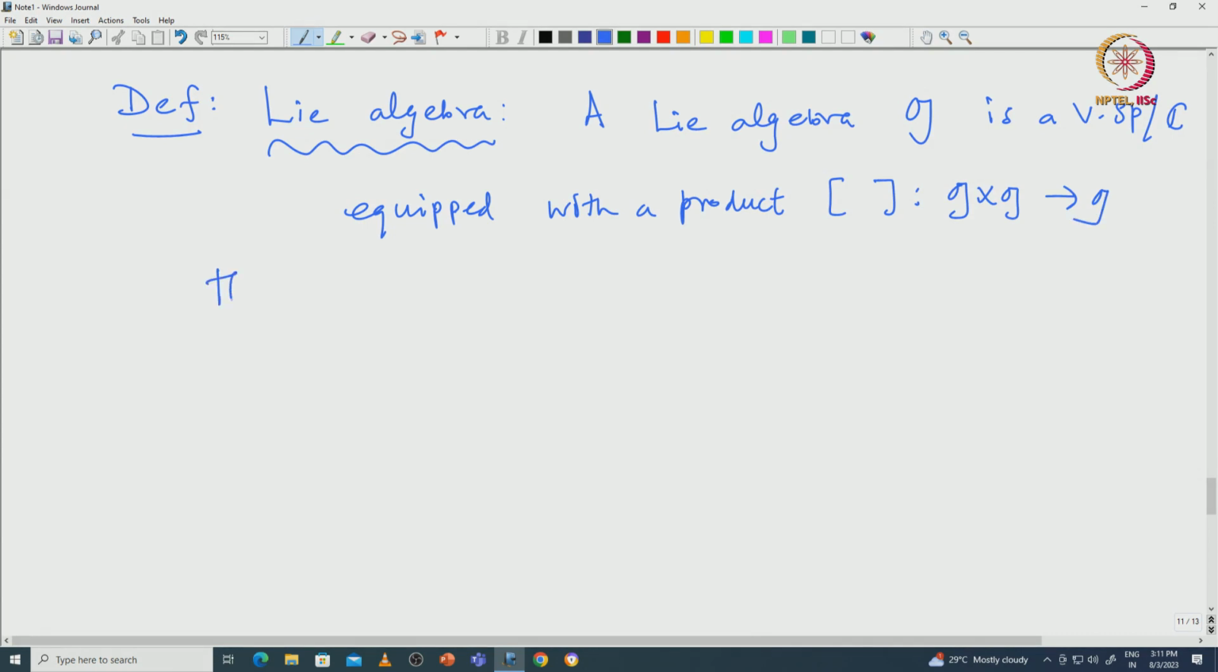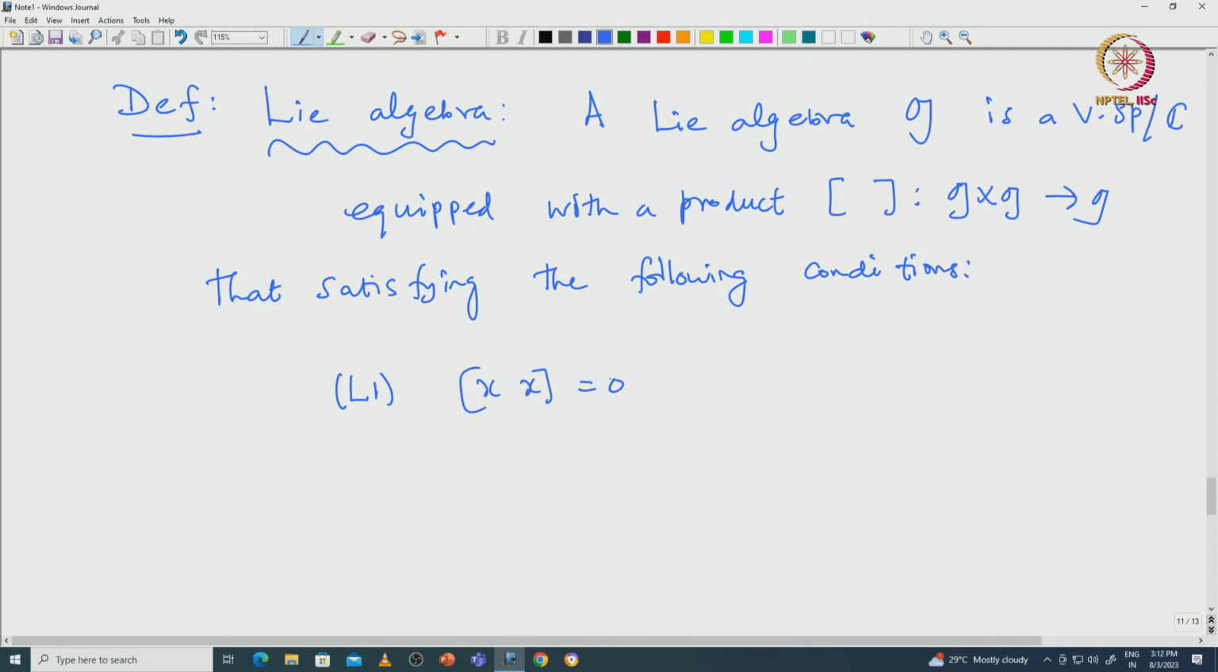So that should satisfy some conditions. What are all the conditions? Those conditions that we saw earlier: skew symmetric and the Jacobi identity. Let me call the first one L1, because this being a product is actually natural. It should be a bilinear map from G cross G to G. So we will only call L1 the skew symmetric condition. Either I can write bracket x x equal to 0 for all x in G, and I will leave it as an exercise, this is equivalent to the condition that we wrote for skew symmetric, that is bracket x y equal to minus bracket y x for all x, y in G. So this is called skew symmetric.